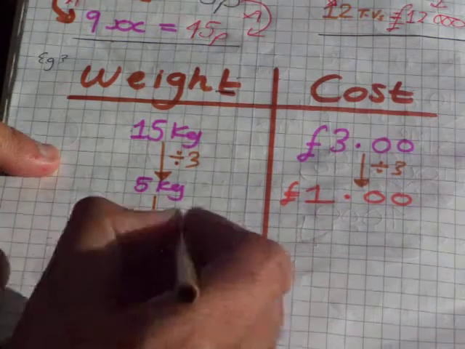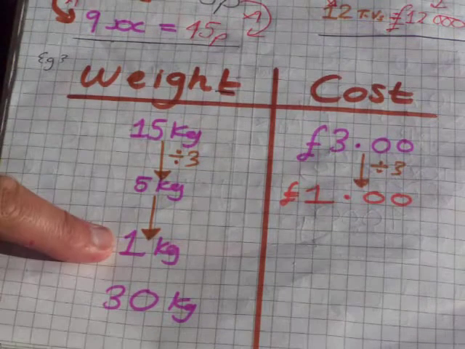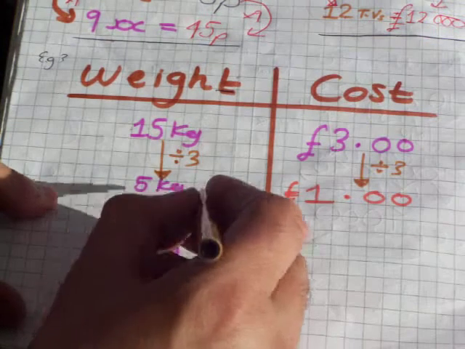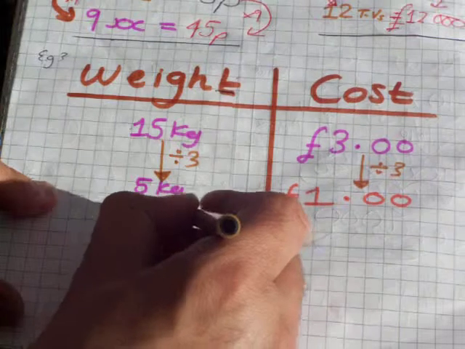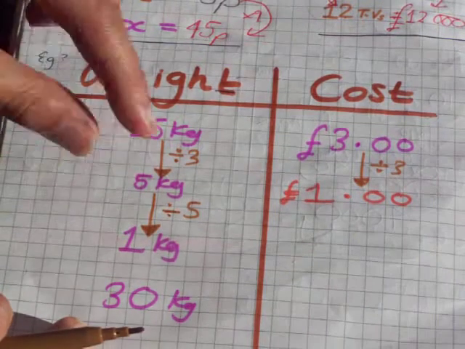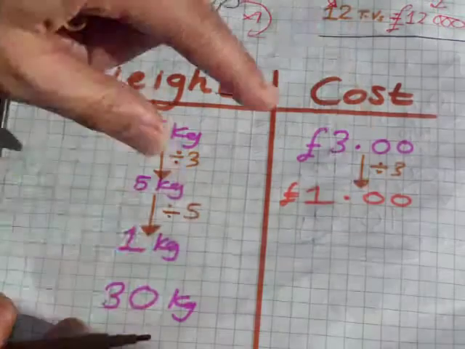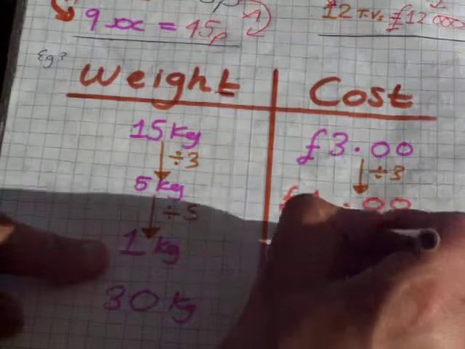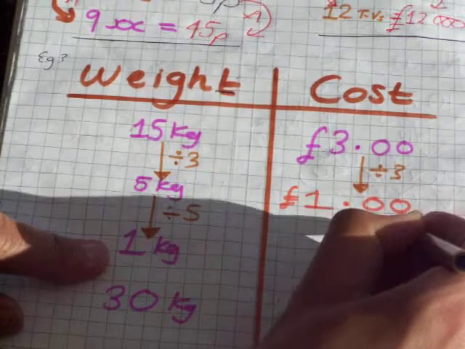Now, Moyies, I want to get from 5 kilograms down to 1 kilogram. What do I divide by? 5. Well done, Moyies. So 5 divided by itself will give you 1. So we have the cost of 5 kilograms, but we want 1/5 of that, which is 1 kilogram. So if I divide this side by 5, I must divide this side by 5.